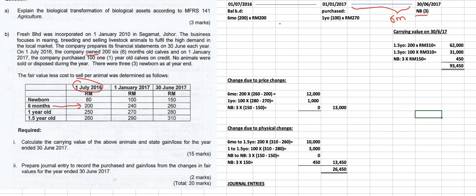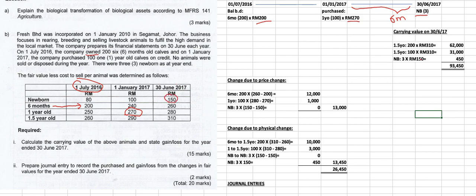So here is where we write it. Okay, this will make it easy for you when you do the calculation. On 1st January you purchase 1-year-old. So 1st January is this one, and 1-year-old is 2070 here. So you write this here. And then next, on 30th June there was a newborn. So 30th June, this one date, newborn, this one 150.